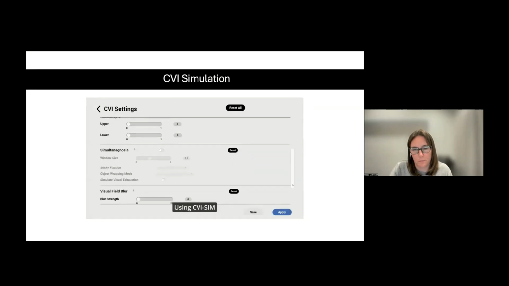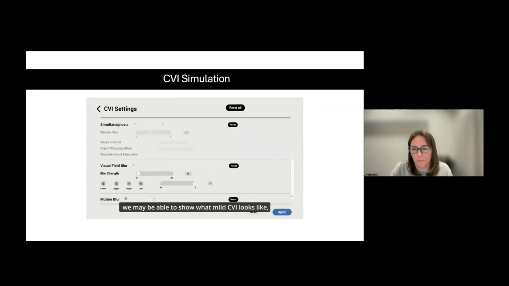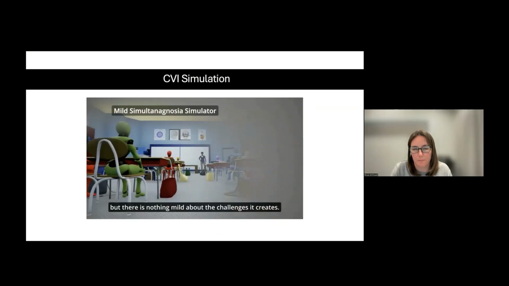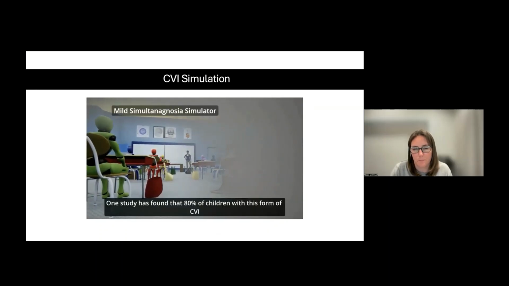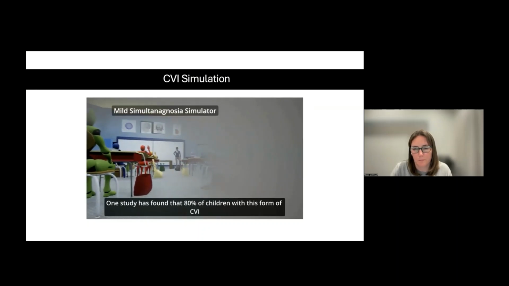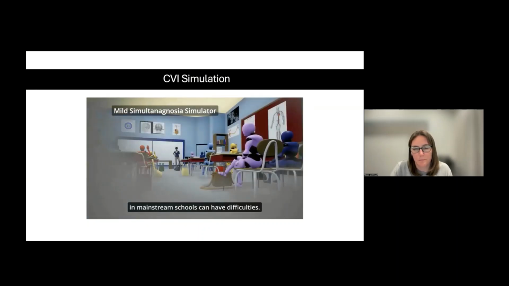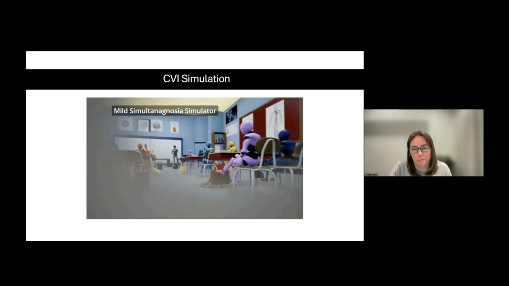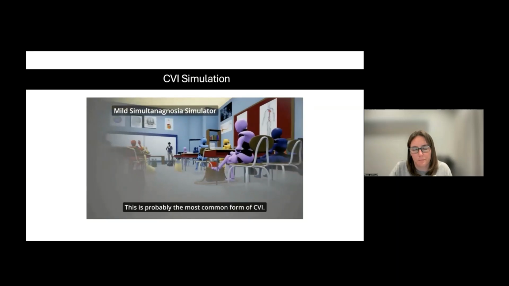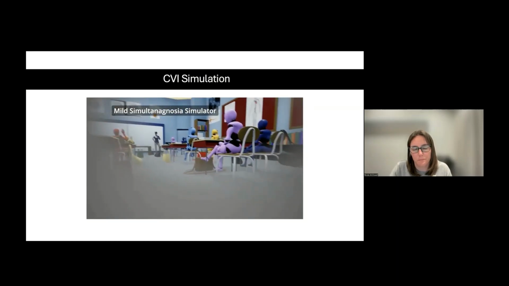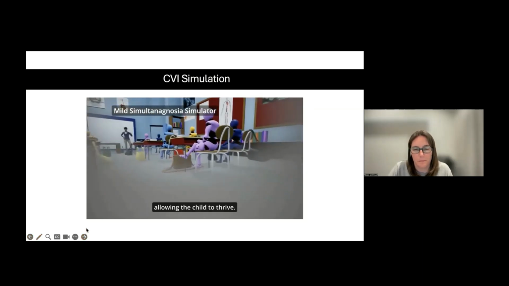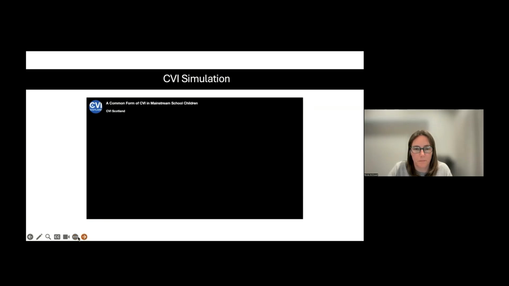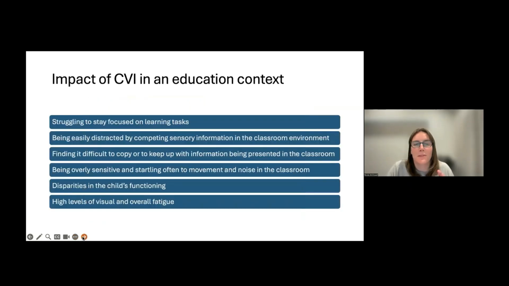Using CVI Sim, we may be able to show what mild CVI looks like, but there is nothing mild about the challenges it creates. One study has found that 80% of children with this form of CVI in mainstream schools can have difficulties. This is probably the most common form of CVI. Simple strategies can help reduce the burden on the brain, allowing the child to thrive. So that was a very brief overview of CVI in such a short time frame.